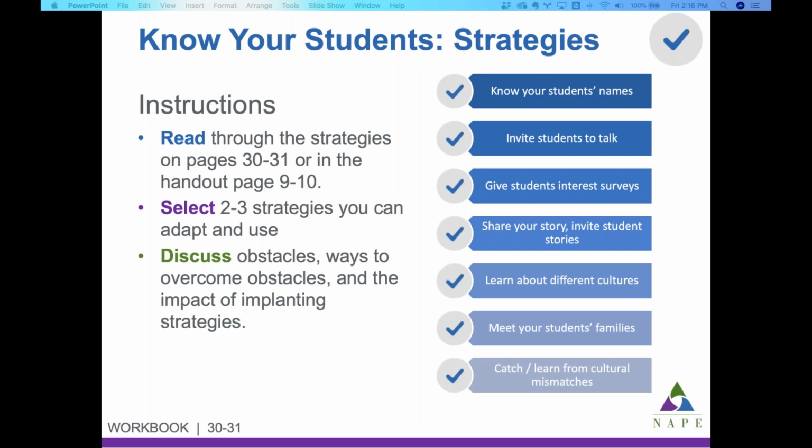In this virtual setting it's great because they're logging in and you see their names. If you haven't learned their names yet, this is a great opportunity to do it when they're logged into Zoom platforms like this and, hopefully, everyone's showing their camera. Invite students to talk and share about their experiences with you. This is a personal kind of connection. You can give students interest surveys and ask them how they feel in your classroom.